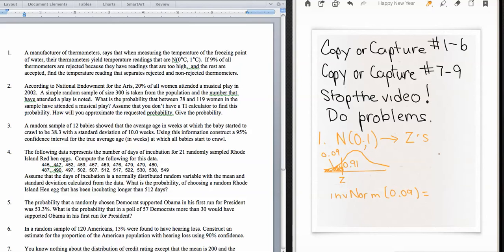So I'll take out my TI. I'll do second function for variables. I'll go down to the inverse normal. I'll input 0.09 for the area to the left, and that's going to give me a negative 1 point. And with Beoga, we use 2 decimals, so I'll use a negative 1.34. And then my answer is going to be a negative 1.34 degrees Celsius. And that is the temperature that separates the lower 9% from the upper 91%.